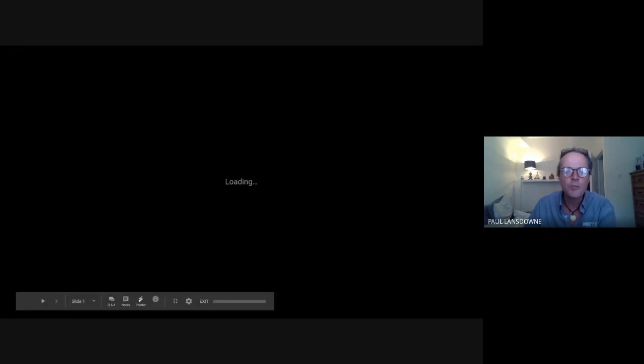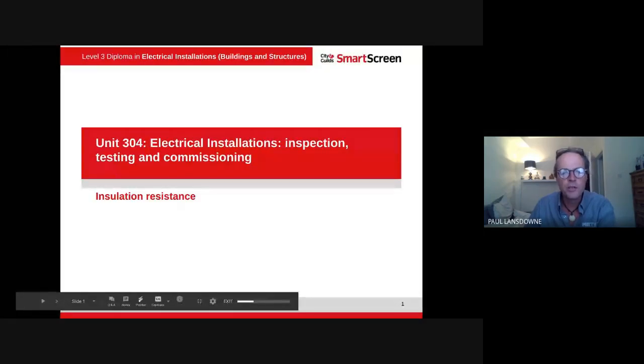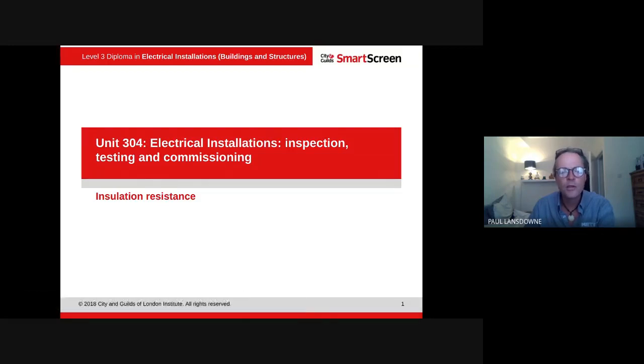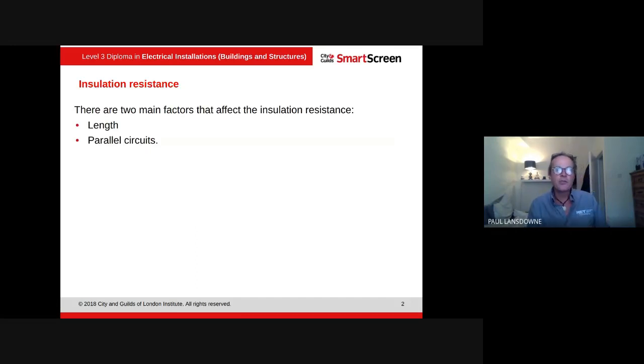This is one of the ones that we've looked at, and we've been dealing with this, and you would have dealt with this in year 2 when you did your practical. It's one of the dead tests, and it's quite a basic test. It's one of the dead tests that we have to do. So the insulation resistance. Now, there are 2 main factors that affect insulation resistance: length and parallel circuits.